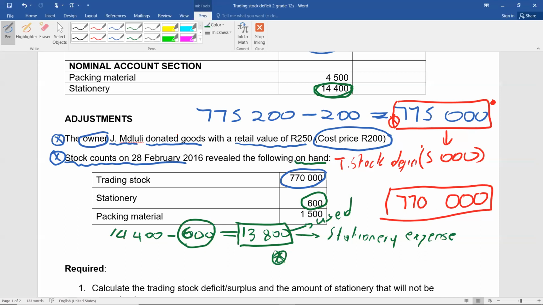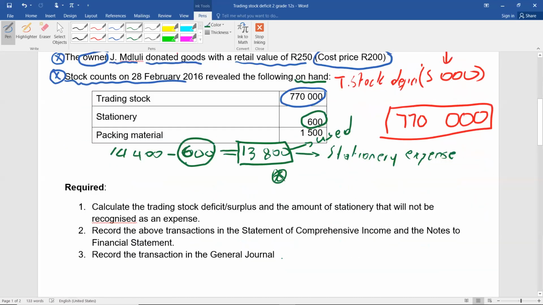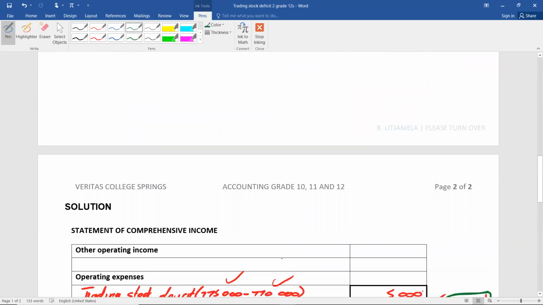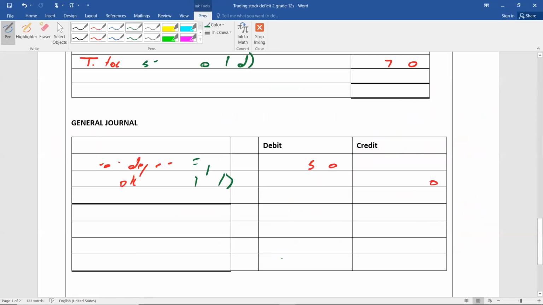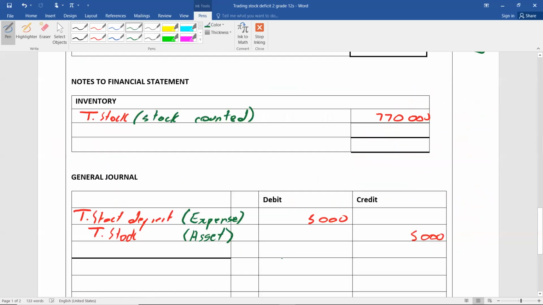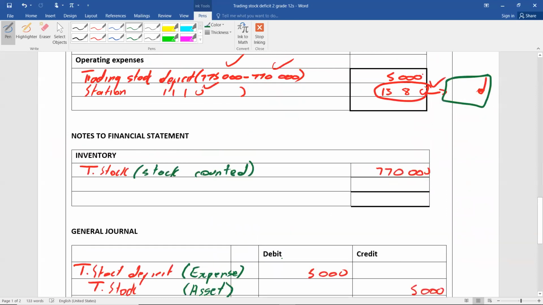Just like right now, the stationery that you still have right now is the stationery that was not used up last year. So at the end of last year, the stationery that was not used up becomes inventory. You're going to use it this year. I've explained the stationery of 13,800. That is the used part.